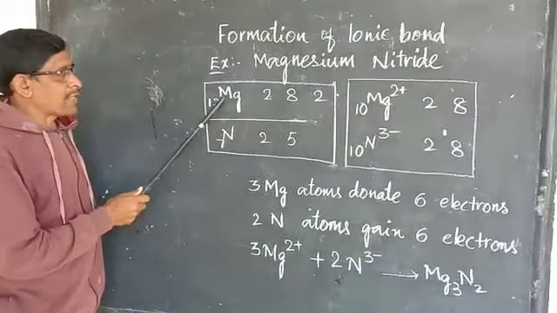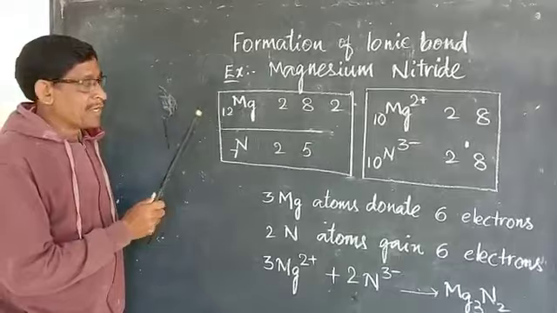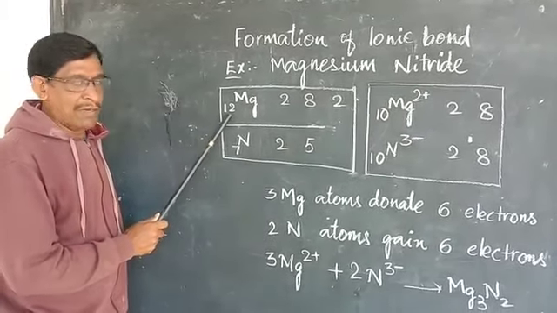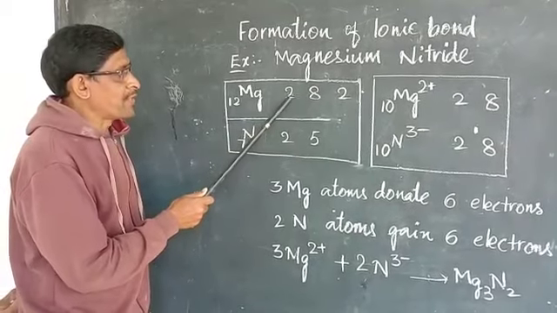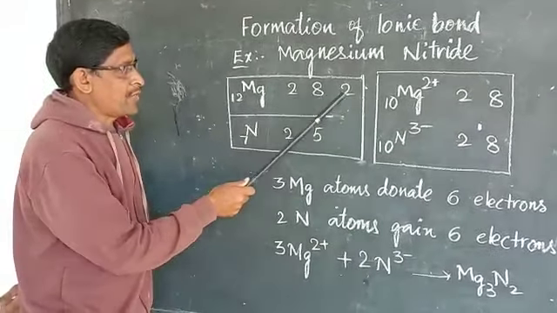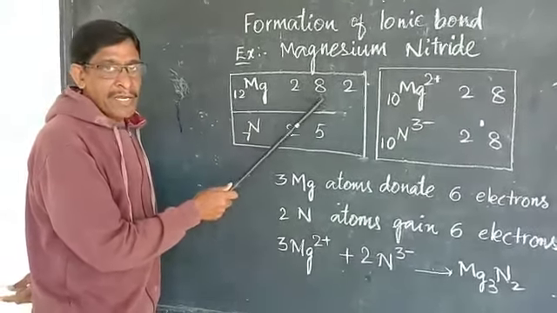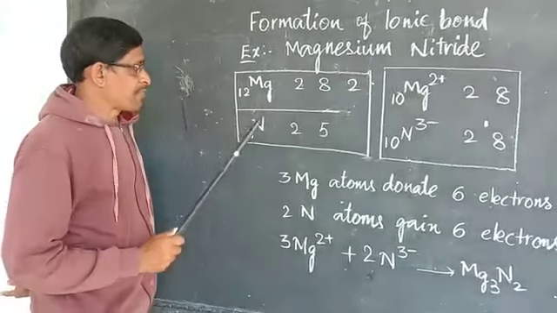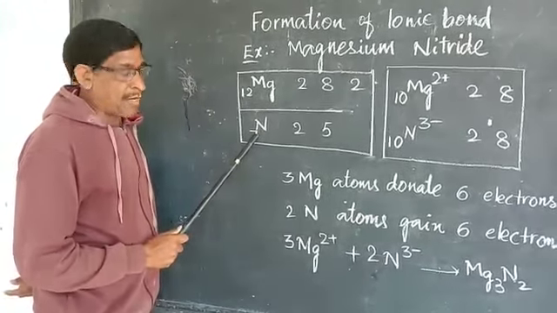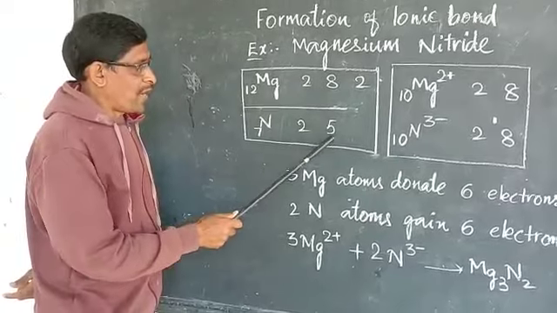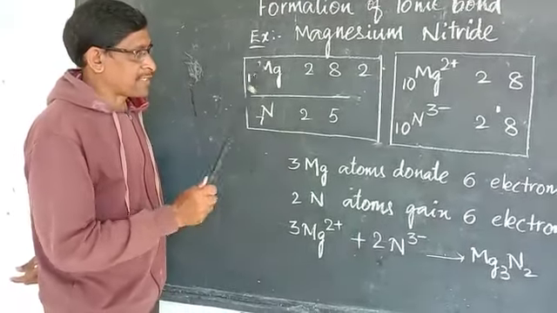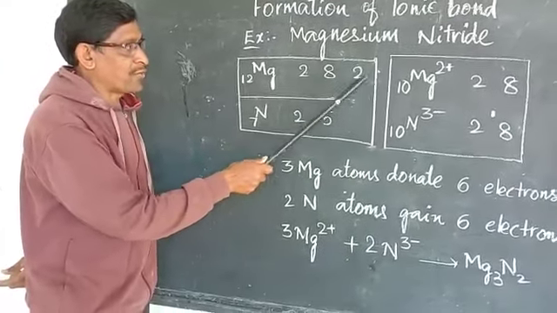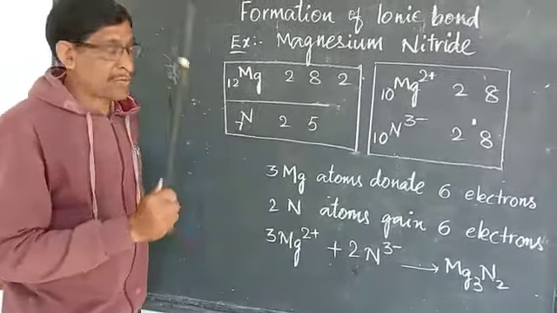What is the electronic configuration of magnesium? Its atomic number is 12, so 12 electrons are there. So we have to write 2, 8, 2. It is the electronic configuration of magnesium. Nitrogen's electronic configuration is 2, 5: 2 in the K shell, 5 in the L shell. These are the numbers of electrons: 2, 5 and 2, 8, 2.